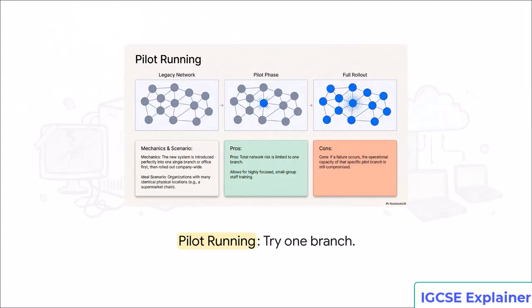The con, of course, is that if a failure does happen, the operational capacity of that specific pilot branch is still compromised. But this is absolutely perfect for organizations with lots of identical physical locations, like a massive supermarket chain.